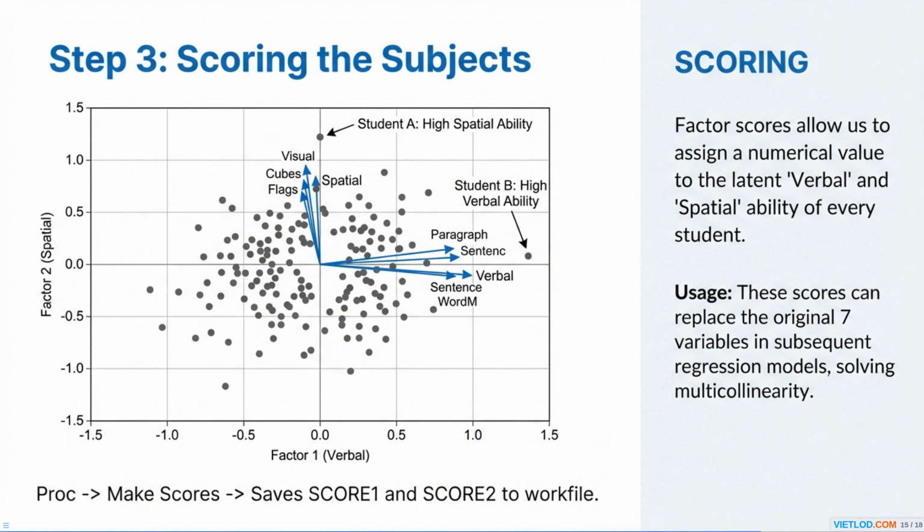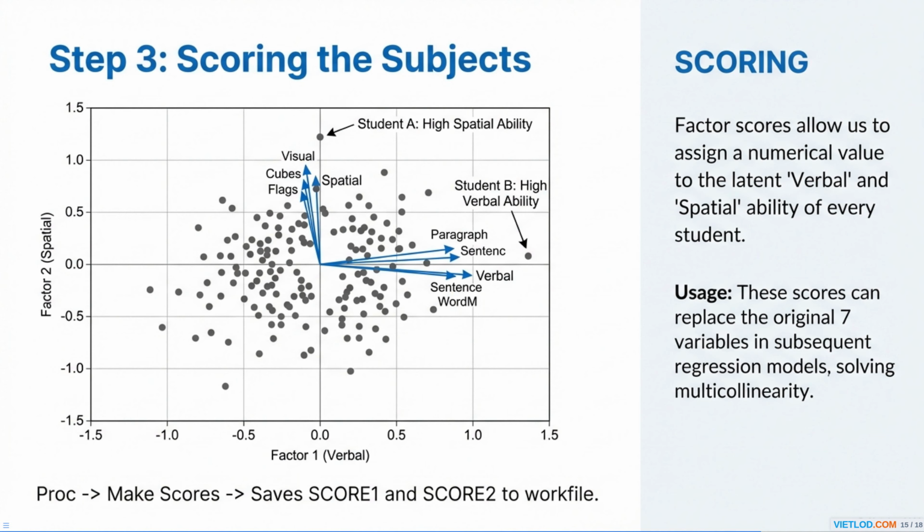Factor scores are numerical values that estimate each subject's standing on the latent factors we've identified. In our case, every one of the 145 students will receive a score for verbal ability and a score for spatial ability. The graph plots each student as a point in the factor space. For example, student A has a high score on the spatial factor, but an average score on the verbal factor. Student B is the opposite, with very high verbal ability.